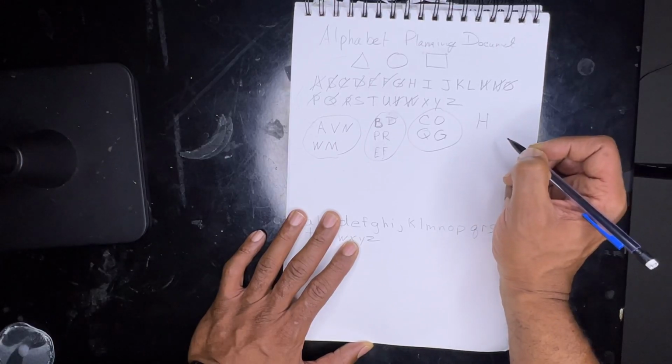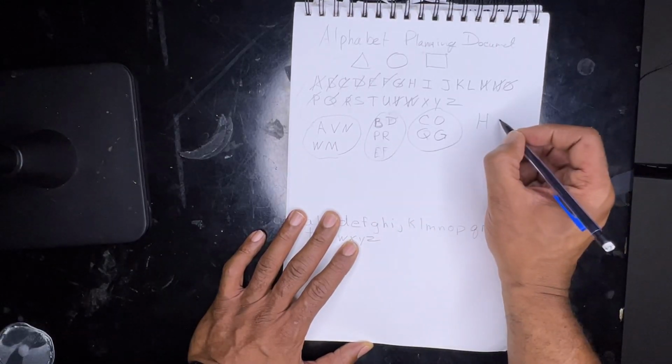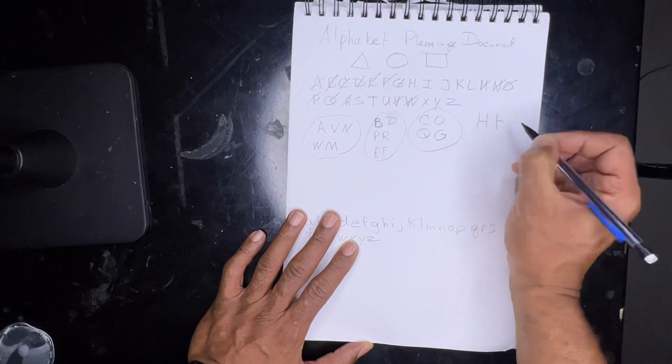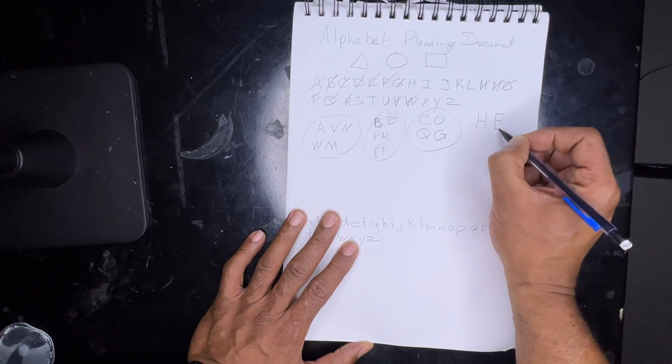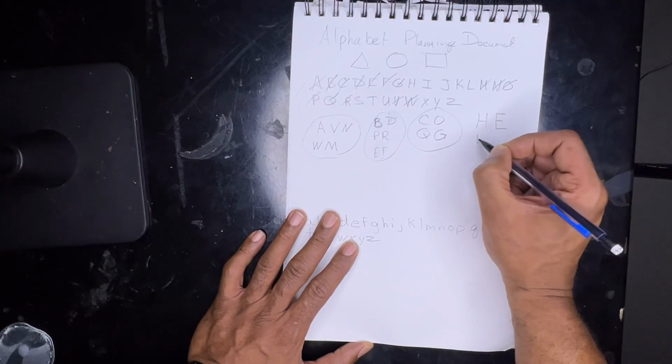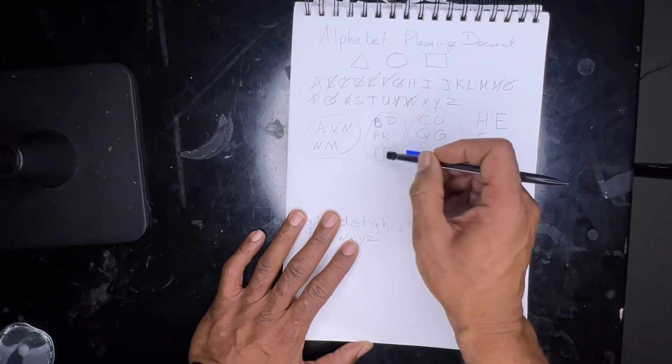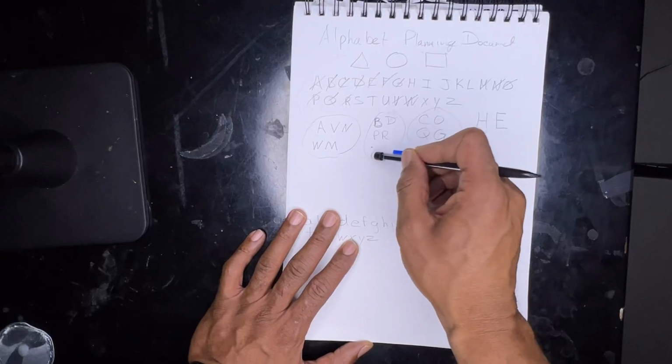Next, H. And now that I'm writing out my H, I think this is where I'll put the E and F. I'll tell you why. Writing out the H, if I go that way, that's an F. If I add one more, that's an E. So yeah, we'll put H, E, and F together. I think I like that better.